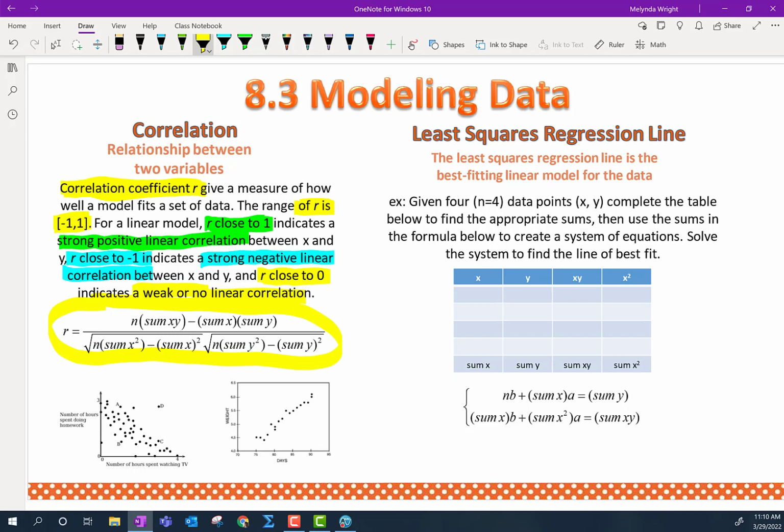Looking at these scatter plots down here, if I were going to draw the line of best fit on this one, I would draw a line right straight through the middle as close as I could. And you can see that these points are grouped right around that line. So I would suspect that this R value would be close to 1 because this is a positive slope.